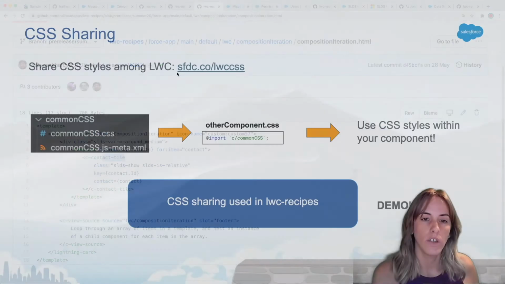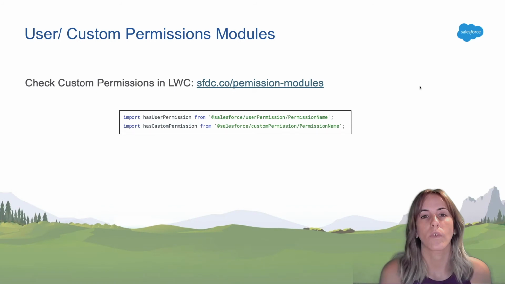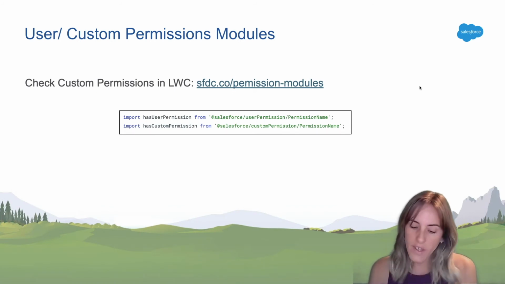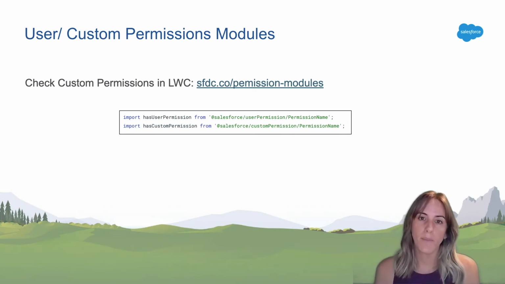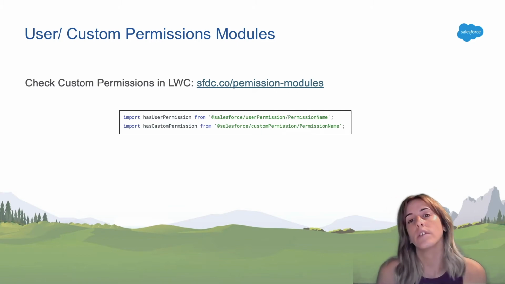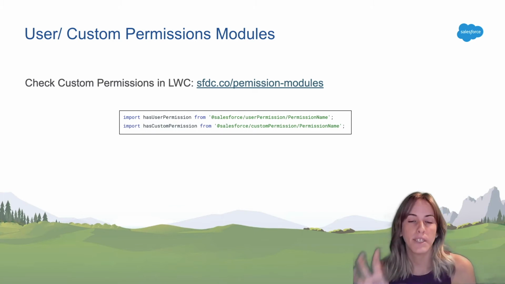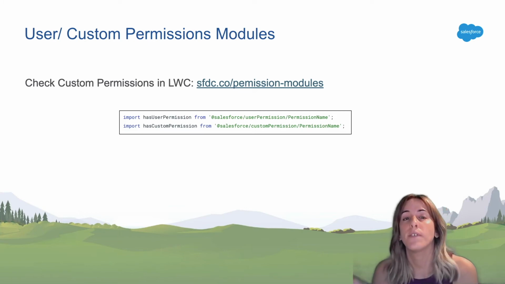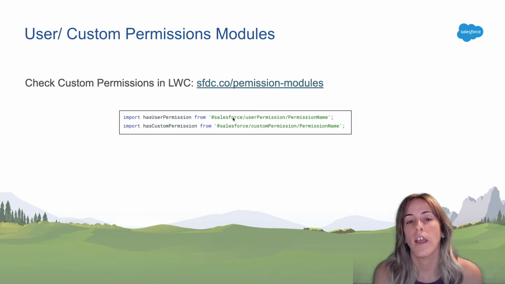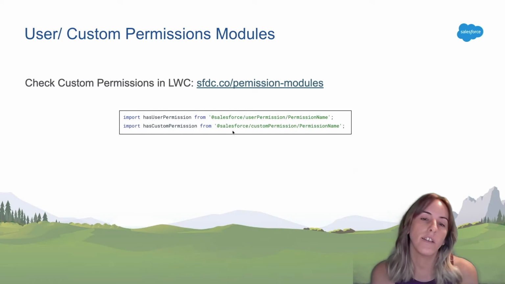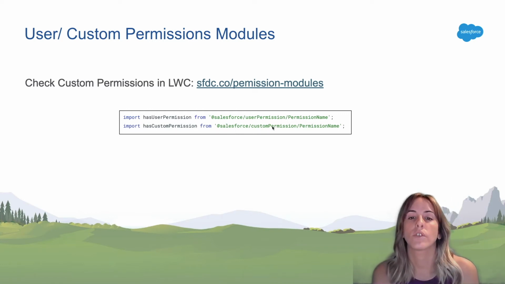Great. What else? Well, another thing that has been released with Summer are two modules that you can use within your Lightning Web Components to check if a user has a specific user permission or a specific custom permission. In the first way, you import the reference to the permission from the @salesforce/userPermission module, and in the second way, from the @salesforce/customPermission module.